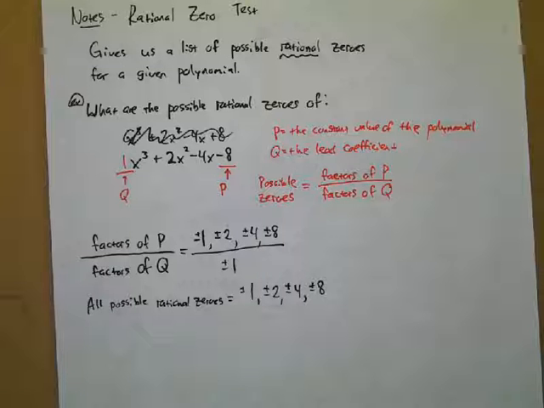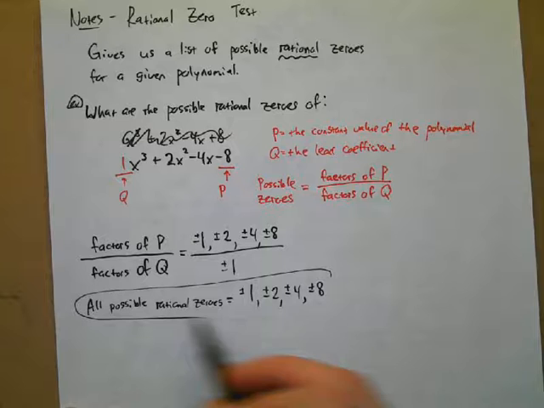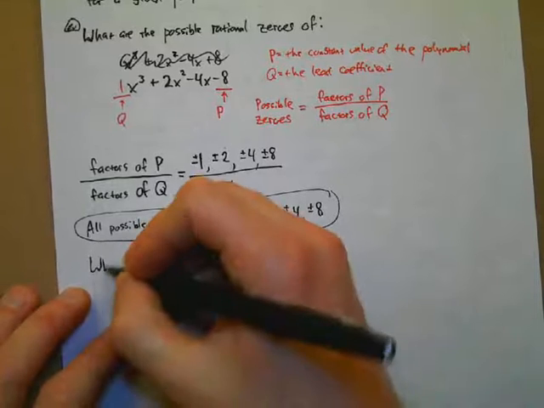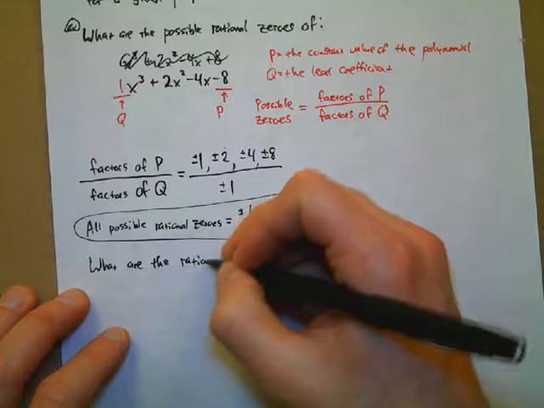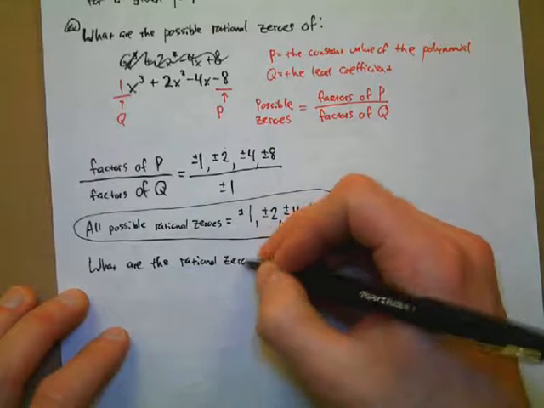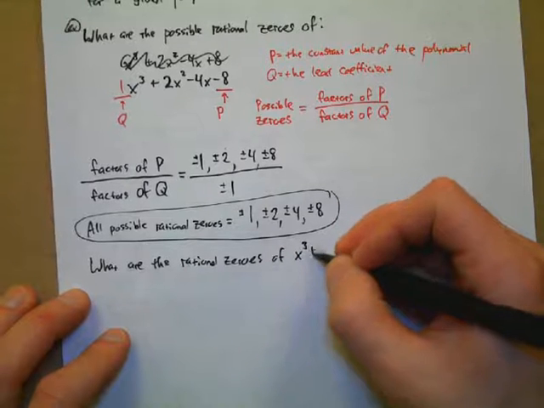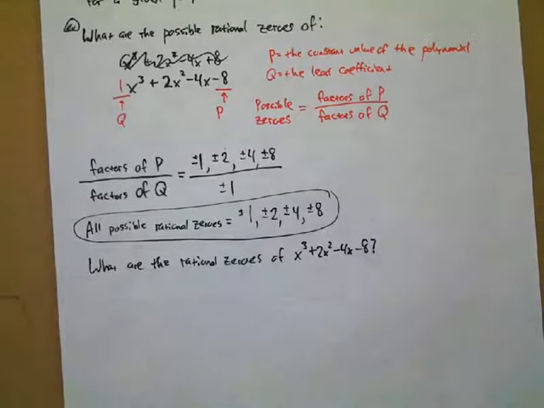Okay, we kind of answered the question that we were looking at there. But of course, let's take it one more step here, and let's ask, what are the rational zeros, not just the possible ones? What are the actual rational zeros of x cubed plus 2x squared minus 4x minus 8? And so then how might we use this list of possible rational zeros in conjunction with our polynomial here to figure out whether they are actual rational zeros or not?